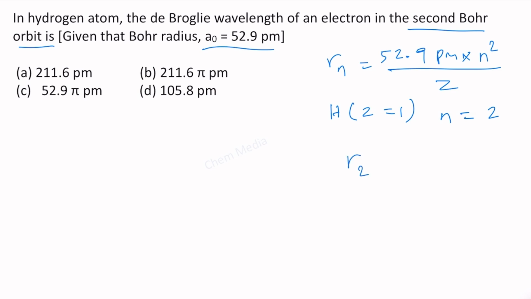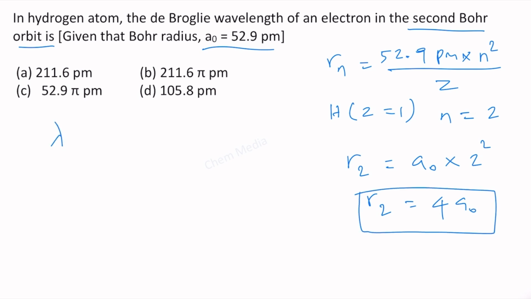Therefore, R2 will be equal to a0, which is given as 52.9 picometer, times 2 square. That means R2 will be 4 times a0. We know that de Broglie wavelength lambda is equal to Planck constant h divided by mv.